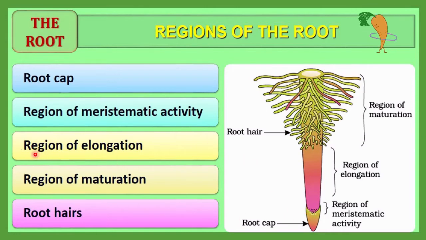The next region after that is the region of elongation. So here you can see the region of elongation. This region does not show any cell division. The number of cells will increase in the region of meristematic activity due to cell division, but here the size of the cells will increase in the region of elongation. So you must be very clear: in the region of meristematic activity there will be an increase in the number of cells, just because of cell division. And in the region of elongation there will be an increase in size.